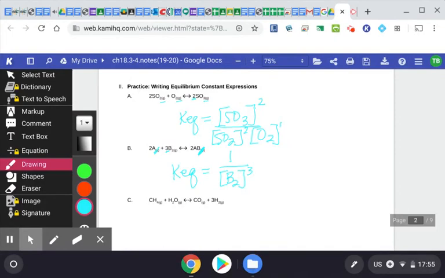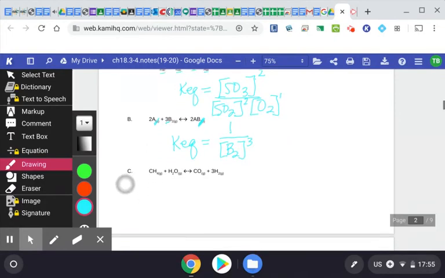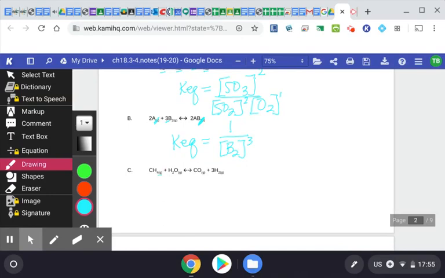For our last problem here, letter C, you can see all of the substances are gases, which means they will all be included in our equilibrium constant expression. We're going to start with our products. It's always products over reactants. So we have carbon monoxide, and that is to the first power. Again, you don't have to write that because ones are understood. And remember, these are multiplied by each other. So that's going to be times the concentration of hydrogen. Its coefficient is 3, so I'm going to bring it to the third power. You're going to divide that by the concentration of methane to the first power.